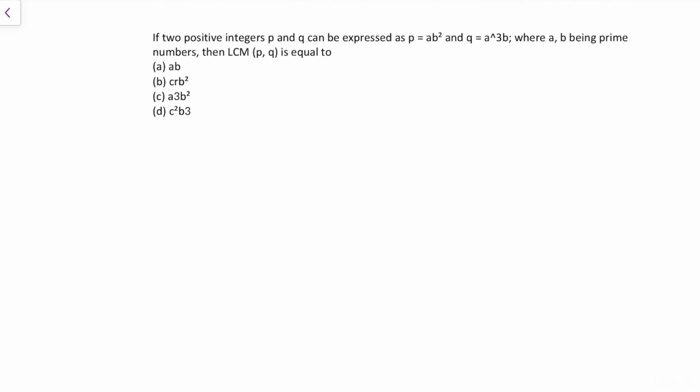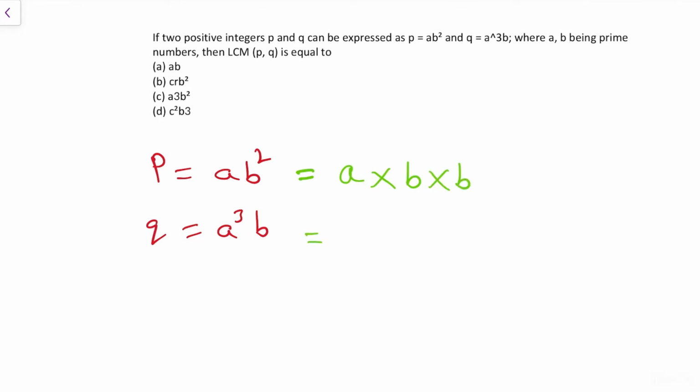Next, two positive integers p and q can be expressed as p equals a b square and q equals a cube b, where a, b are prime numbers. Then what is the LCM? Here p is given as a b square, so I'm writing it as a into b into b, and q is a cube b, which means a into a into a into b.